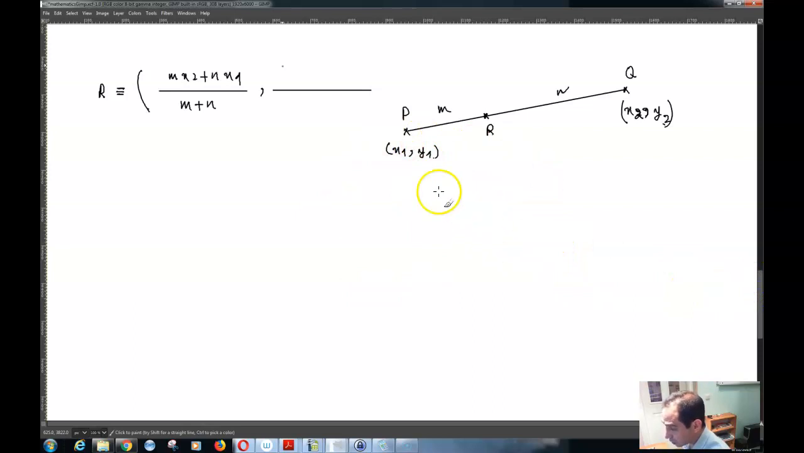The reason I'm doing this is that in the section formula related to 3D geometry, there is a part that deals with a point dividing a line segment externally in the ratio M to N, and if you don't understand this concept, then you're not going to understand that concept either. So that's why we have to do this. So now let's get started on this.